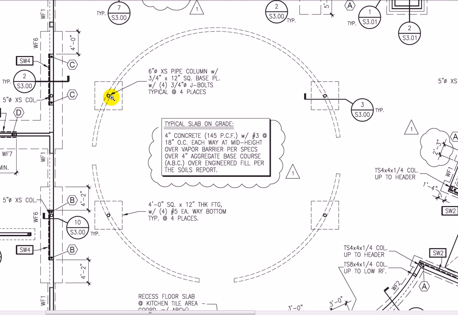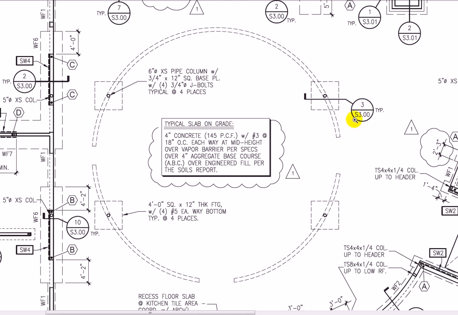Again, there's no dimensions shown here, which is actually curious. We typically would show the dimensions on a structural plan, but this architect and engineer decided to show all the dimensions elsewhere. So the contractor is going to have to do a lot of work to figure out where these go. It's a 6-inch diameter, extra strong pipe column with a 3/4 inch square base plate, 4 J-bolts, typical of 4 places. So we have 4 steel columns going up here, holding up probably the roof.